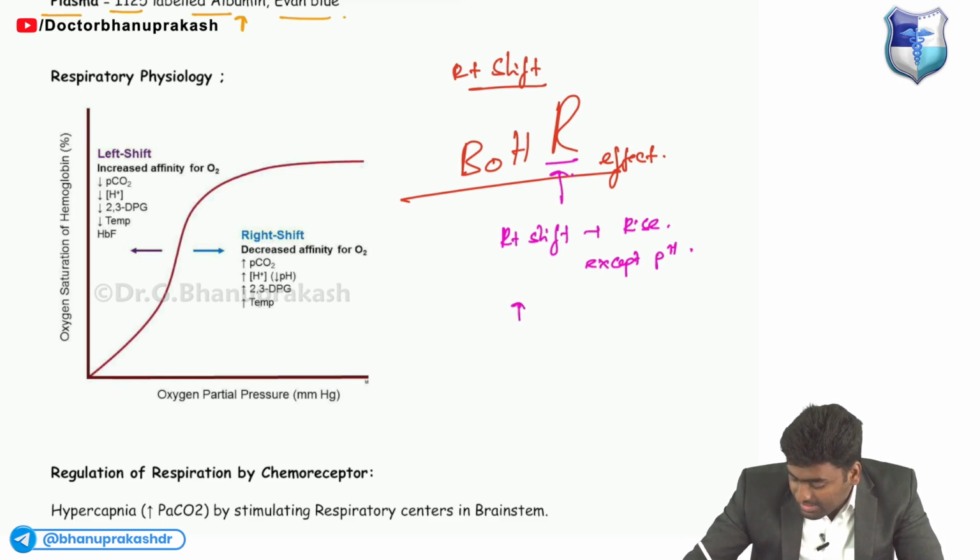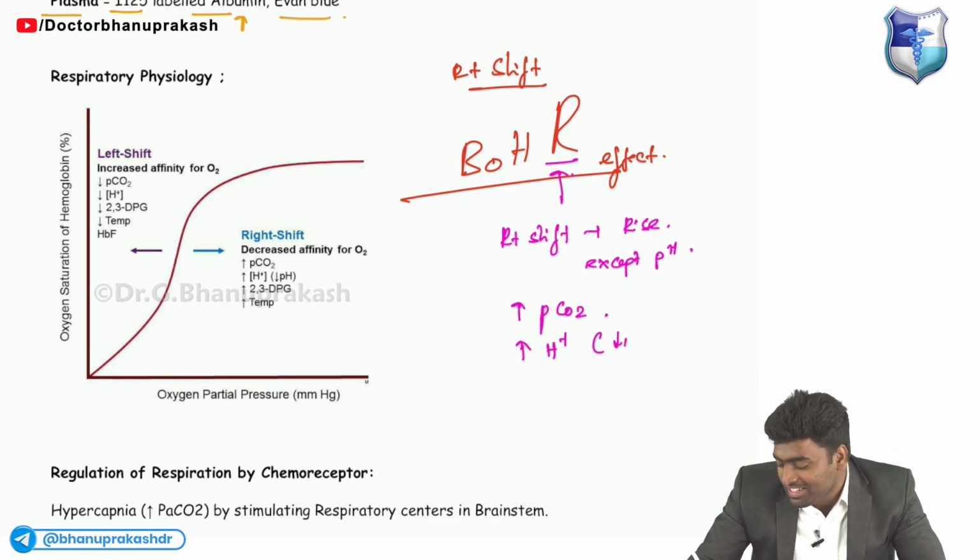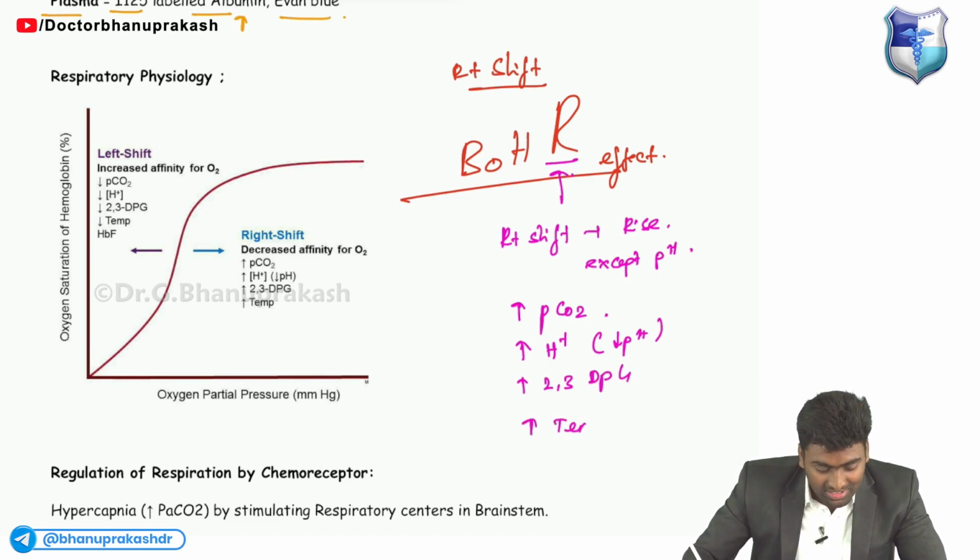So there will be rising of PCO2, rising of hydrogen ions, which means if there are increased protons, then there will be a decrease in pH. And there will be increased 2,3 DPG, and there will be increased temperature.